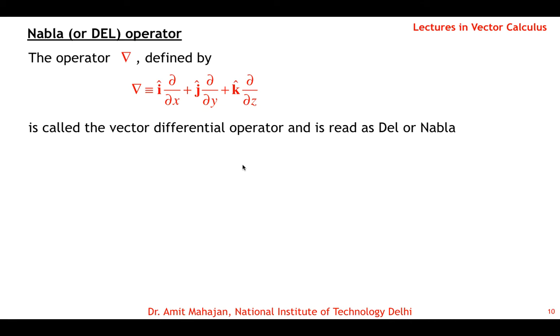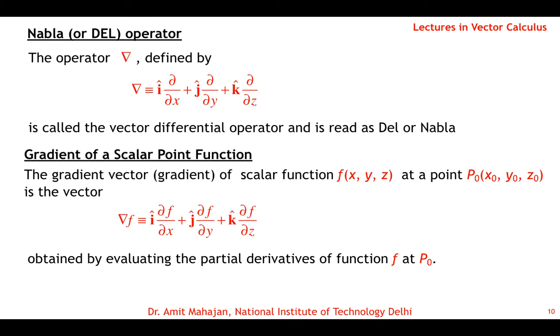and depending upon whether it is applied on a scalar or vector, it has different names. So if it is applied on a scalar function, we call it a gradient. If it is applied on a vector function as a dot product, then we call it divergence, and if it is applied on a vector function as a cross product, then we call it a curl. So we are going to talk about gradient today. That means when this del operator is applied on a scalar point function.